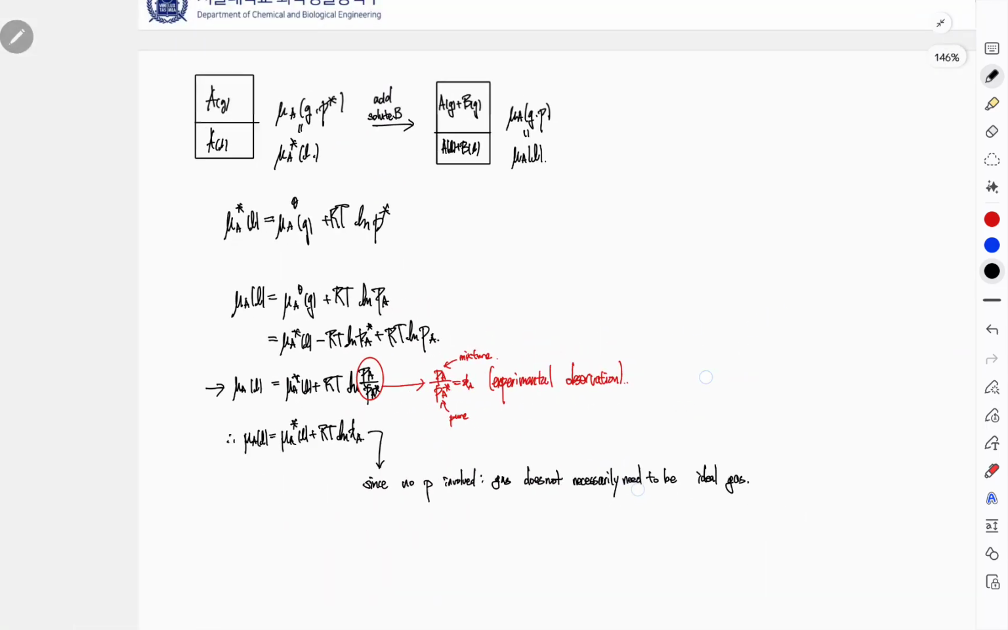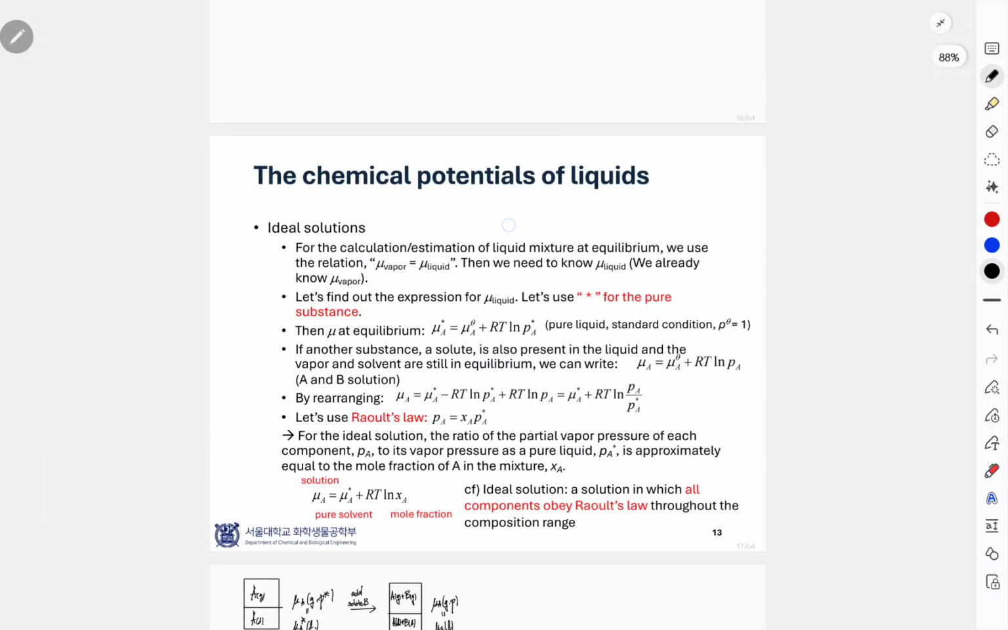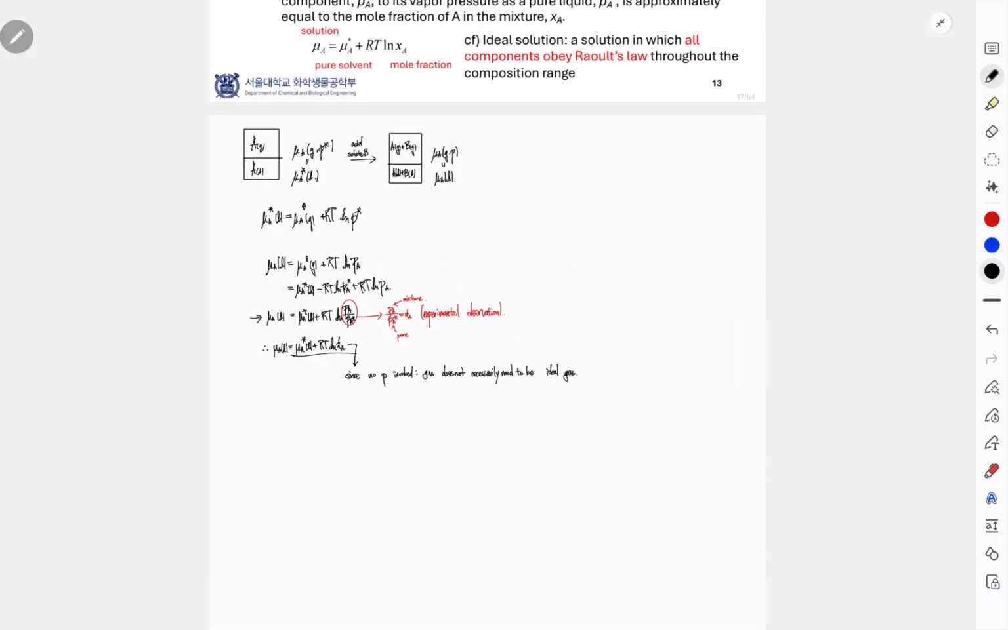So as I mentioned, the ratio of vapor pressure of A over the vapor pressure of the pure substance can be expressed as a mole fraction, which is Raoult's law. And the ideal solution is a solution where all components obey Raoult's law throughout the composition range, meaning that actually a real solution does not follow Raoult's law.